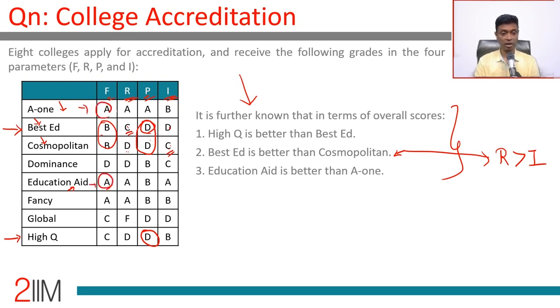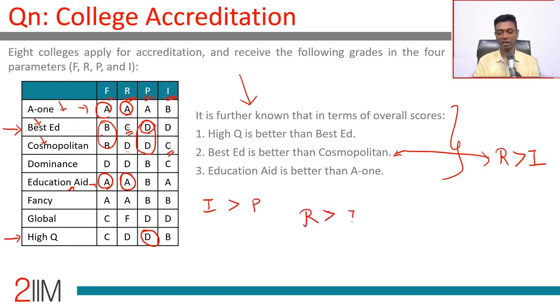Both have got A and F. Both have got A and R. Between P and I, education aid has got B in P and A in I, and it is better than A1. So the one in which education aid has done better should have the better weightage. Or I is greater than P.